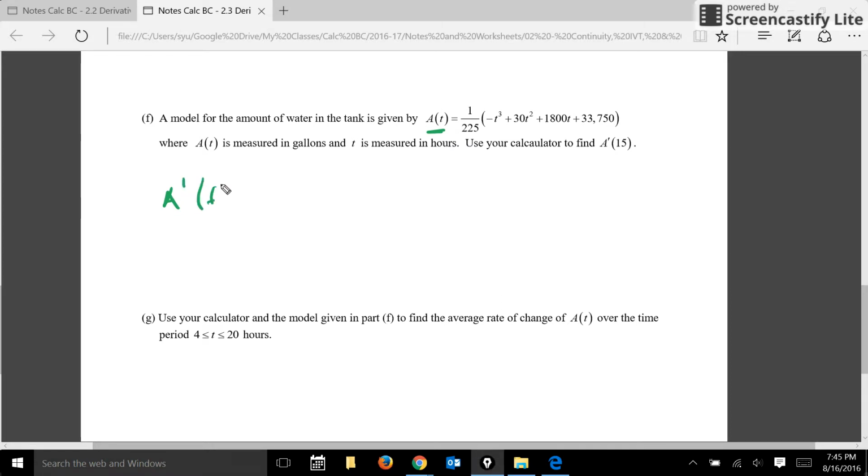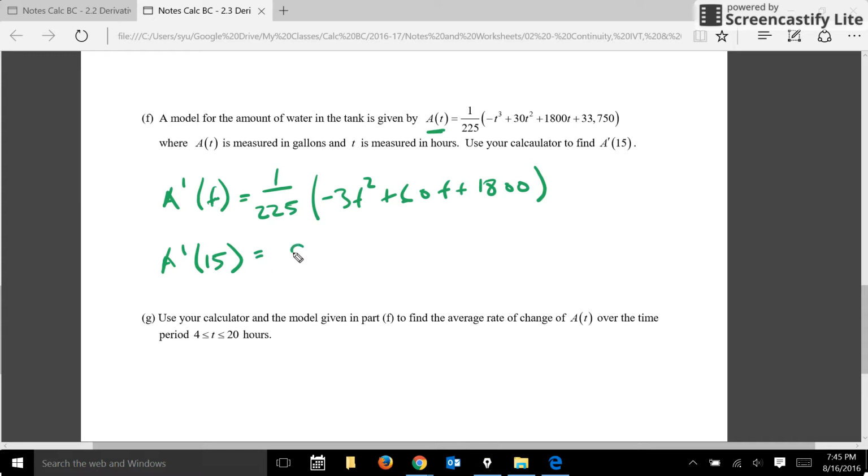You can do it several different ways, it doesn't matter. But W prime of t, and let's go ahead and just take the derivative of the inside here by hand just for practice. I know you can do it in your calculator, but just for practice. Right, we get negative 3t squared plus 60t plus 1800. All right, you could distribute this, but you don't have to. Okay, now we can distribute it. And to find W prime of 15, you can just plug this into your calculator and you should get 9. Okay, you could have also just put this as your y1 and then went to your alpha window menu and used that. But we can definitely go over that in class if you still don't know how to do that.